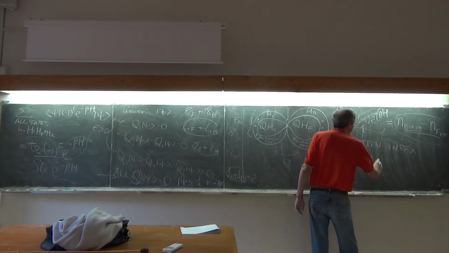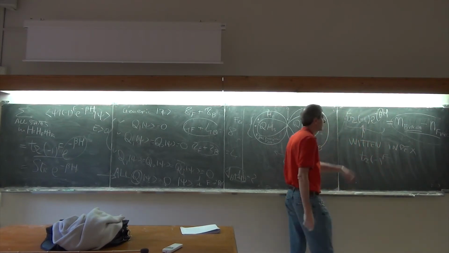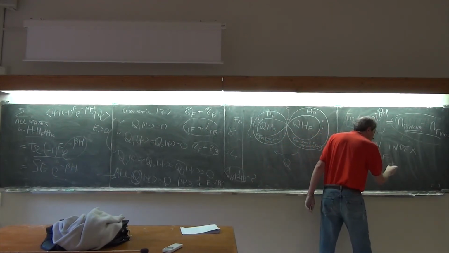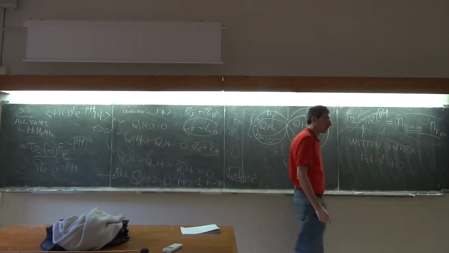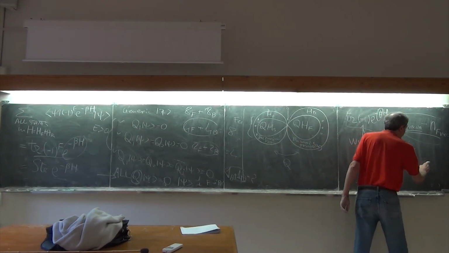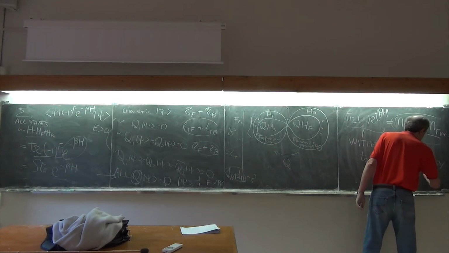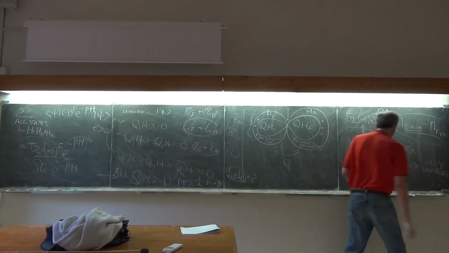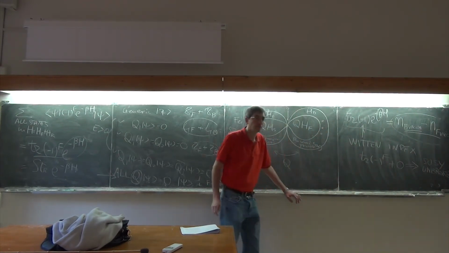We can just write it as the trace of (-1)^F, because it's independent of beta. And if this is non-zero, then SUSY is unbroken. This is the only thing you can conclude.